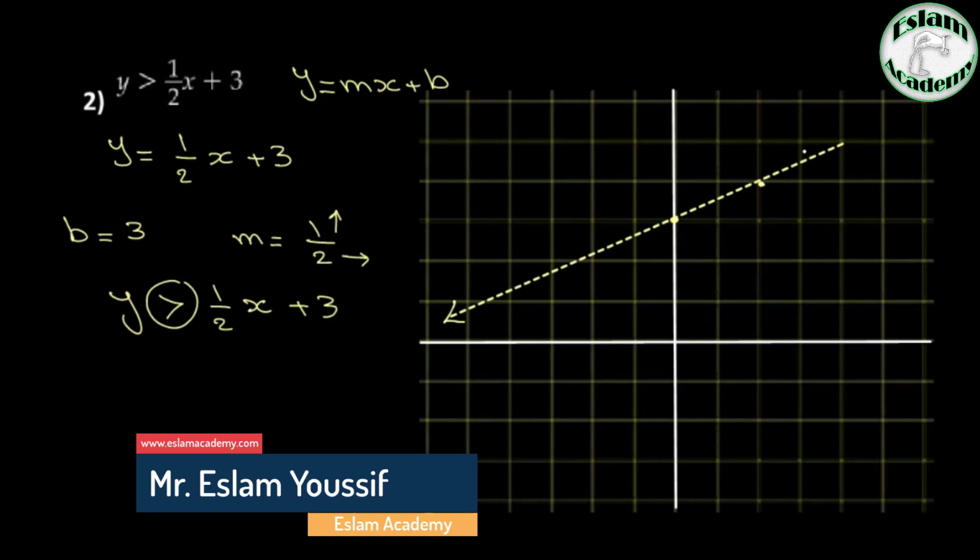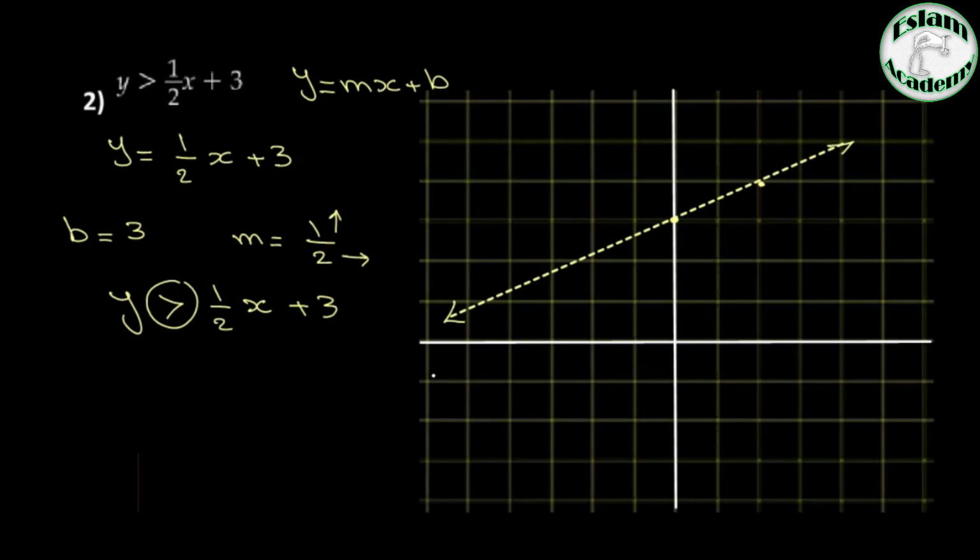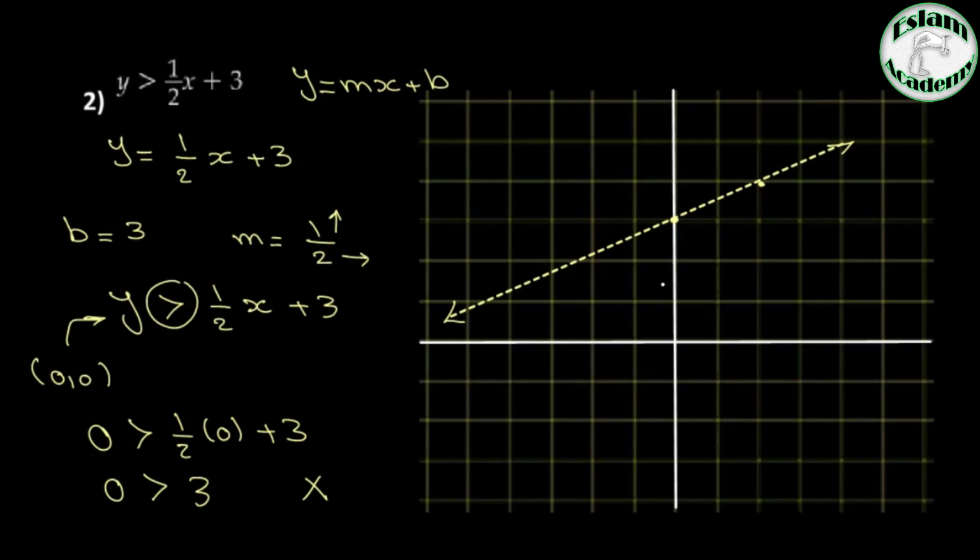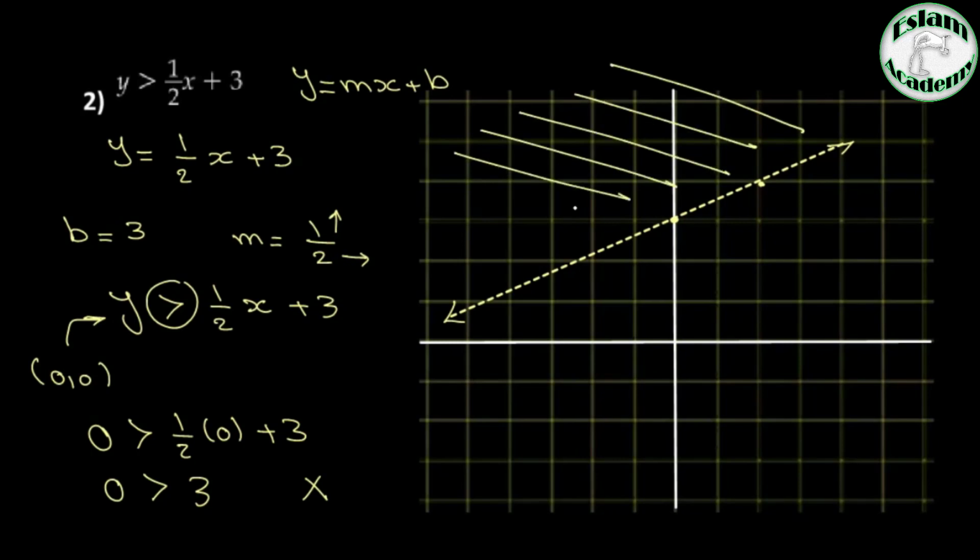And this line will divide the plane into 2 regions. So which region will be the solution? We'll choose the point 0 and 0, and substitute into the inequality y is more than 1 over 2x plus 3. And check if 0 more than 1 over 2 times 0 plus 3 is right or wrong. 0 is more than 1 over 2 times 0, which equals 0, plus 3 equals 3. Is 0 more than 3? You will find that's wrong. So we'll shade the part that does not contain the point 0 and 0. The point 0 and 0 is here, so we'll shade the other part. So that's the solution.